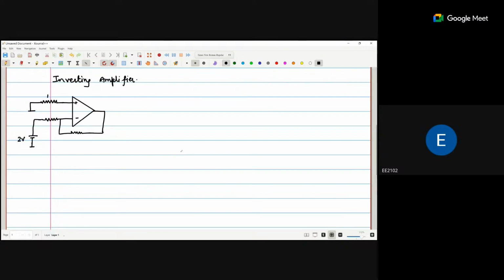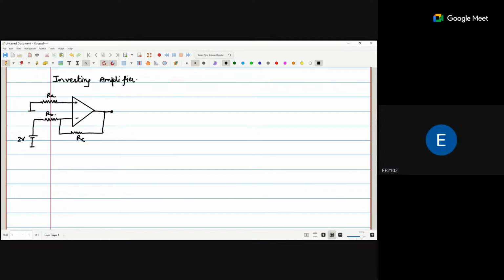Okay, this is the RA, RB, RC. Now what happened is that if I connected my particular voltage on a negative terminal, this is called the non-inverting amplifier.